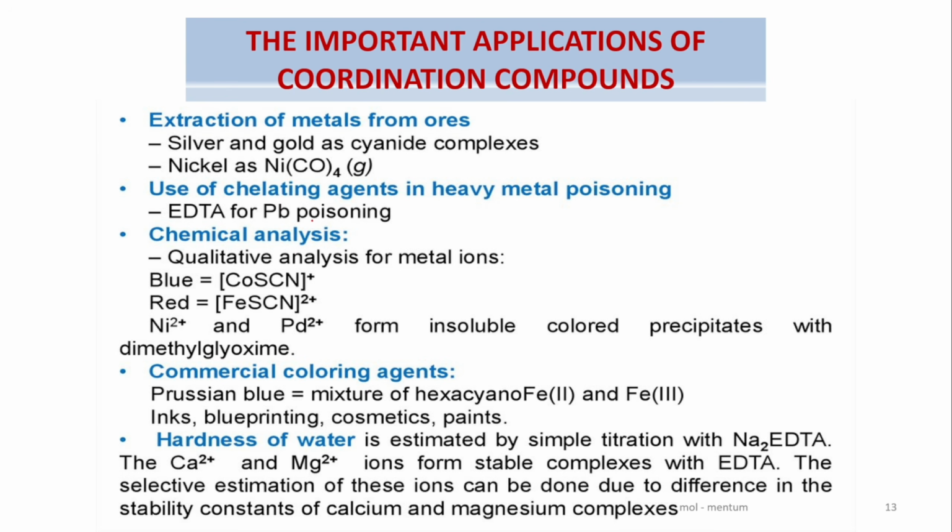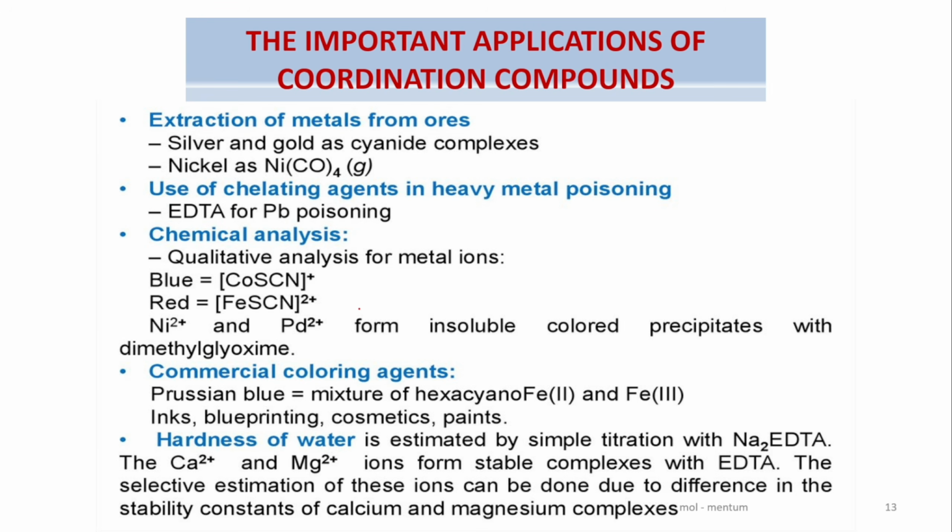EDTA is a very good chelating ligand to remove heavy metal poisoning. To remove the hardness of water, EDTA is used. The name of EDTA is ethylenediamine. It could be triacetate, so it will be 3 minus. If it is EDTA 4 minus, then it will be ethylenediaminetetraacetate. We will discuss these ligands in detail in the coming slides.